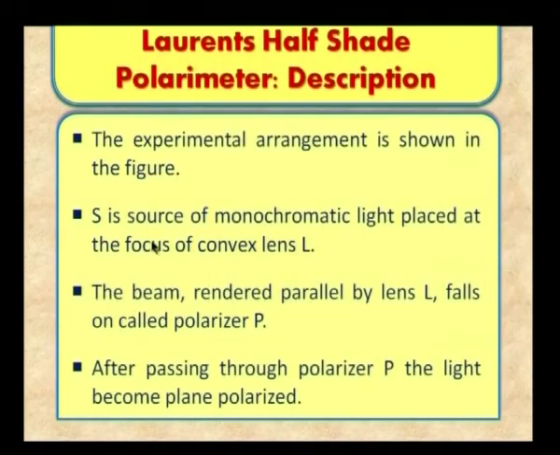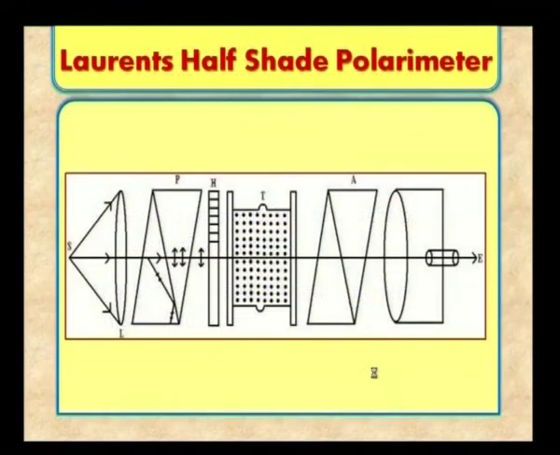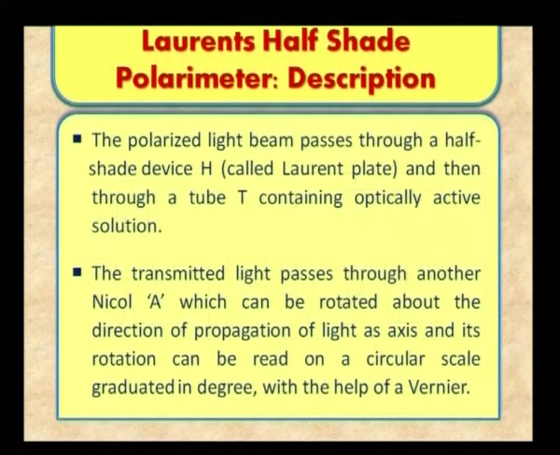And so, S is a source of monochromatic light and you have got a convex lens. The beam is rendered parallel, and after passing through the polarizer P, the light becomes plane polarized. The plane polarized light will be rotated by an angle alpha when it is passed through a solution, and then you know what you have to do. You have to rotate the analyzer, so that you get equal darkness or equal brightness.